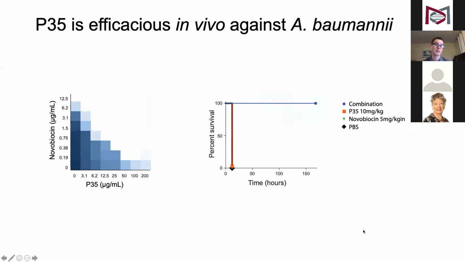We used the same model that we had tested pentamidine against, with P35 in this case, combined with novobiocin. Here what we found is that all animals, once again, succumb to the infection under 24 hours, irrespective of treatment, either with P35 or novobiocin. The combination of P35 with novobiocin was able to rescue 100% of animals. So it worked at least as well as pentamidine at this concentration and displayed less negative side effects.